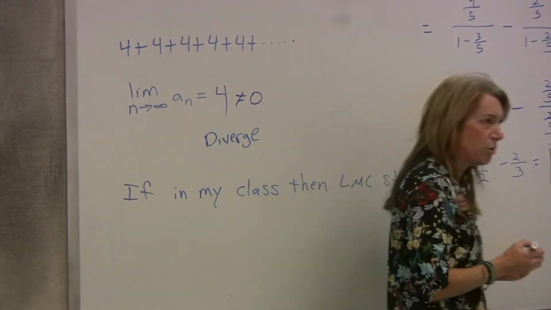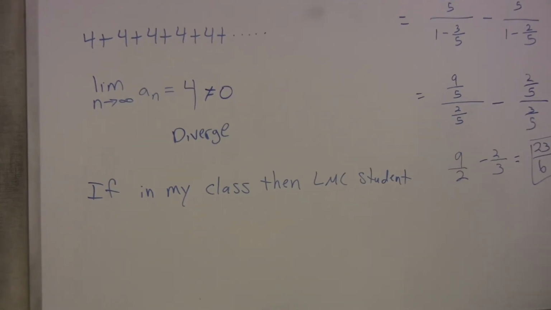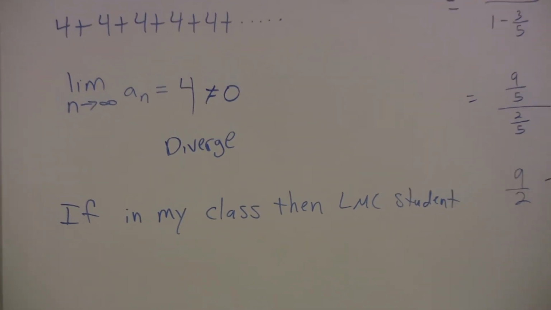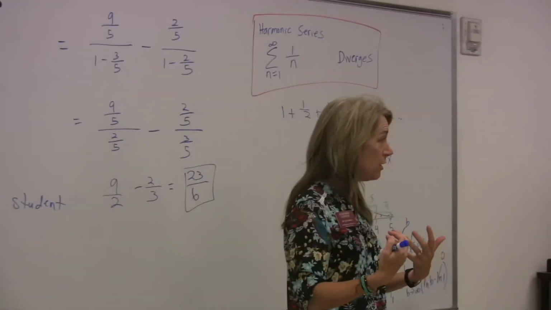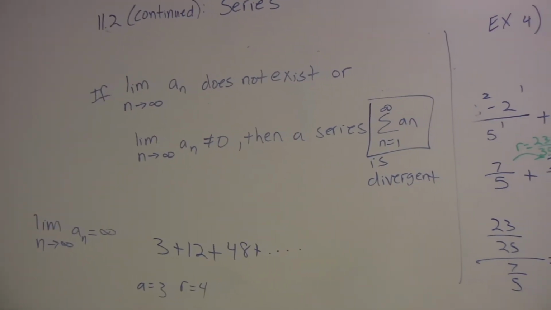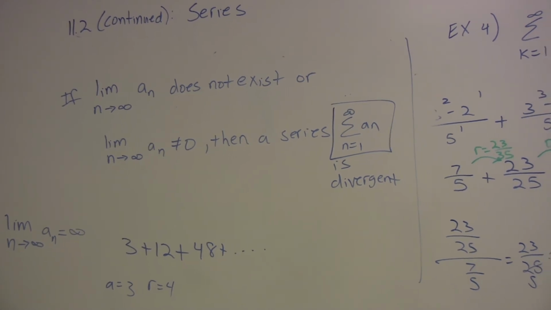But the opposite's not true. If I find someone outside and say, hey, are you an LMC student? That doesn't mean you're in my class, right? It's not a definition, it's one implies the other, but not vice versa. So this says that if your terms aren't approaching 0, you're going to diverge. But it doesn't mean that if you are approaching 0, you converge. It's not one or the other.